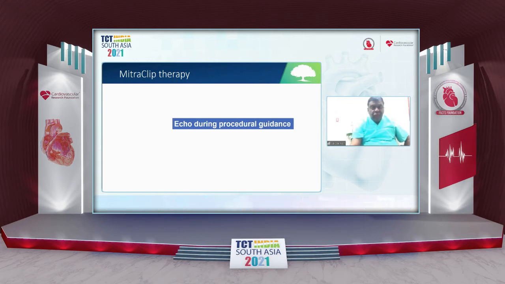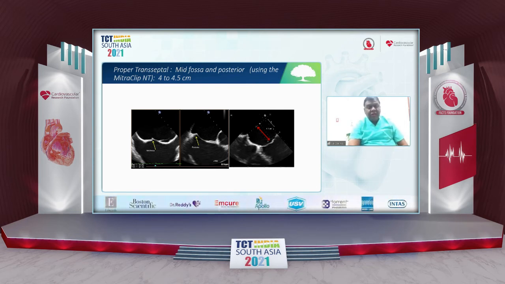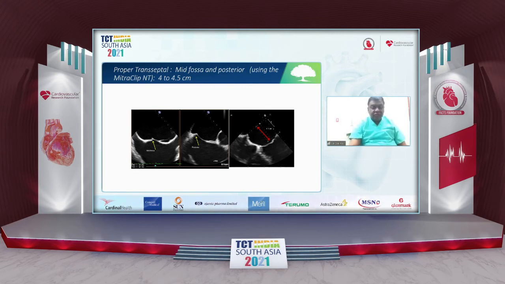Now, finally, a few words about the echo during the procedural guidance. I won't go into detail, but I will just say that, as I mentioned, the first step is the transeptal puncture. In this view, you want to be as posterior as possible to get as much height. This is important, especially in patients in India where the left atrium is not so large. You often do not get a very large atrium, and so you should try as much to get at least 4 centimeters.